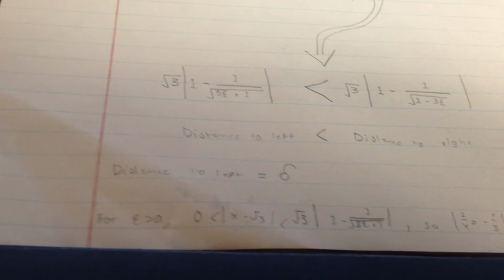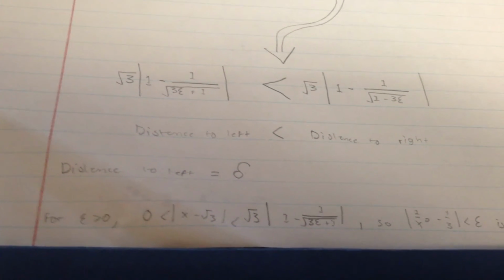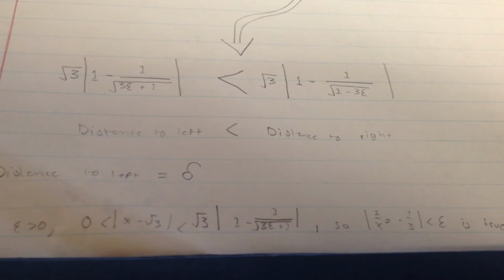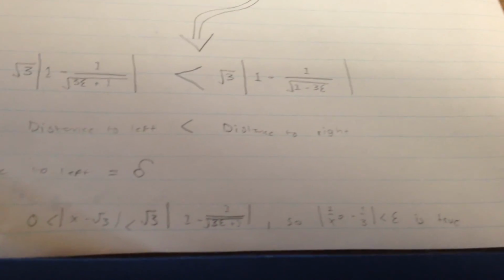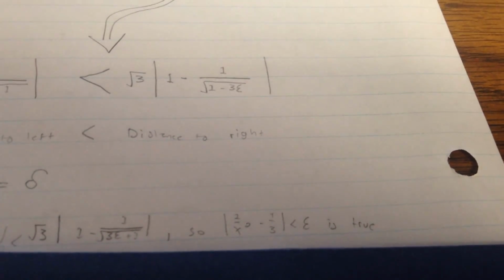So in the end, 0 is less than the absolute value of x minus root 3, which is less than root 3 times the absolute value of 1 minus 1 over root 3 epsilon plus 1. So we know that our function checks out, and that the absolute value of 1 over x squared minus 1/3 is less than epsilon equals true.